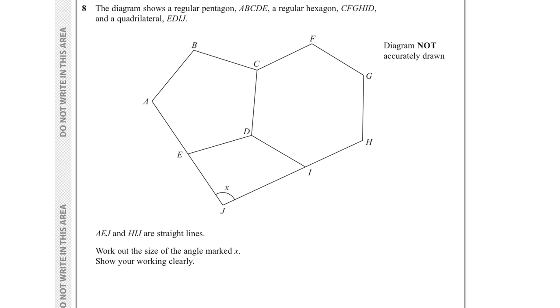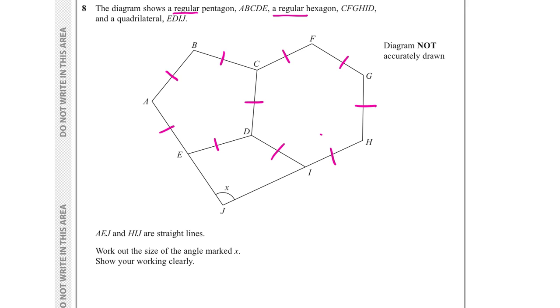So the diagram shows a regular pentagon, a regular hexagon, and a quadrilateral. What does regular mean? All the sides and angles are equal. So for the pentagon, all of these sides are the same length. This is actually the same for the regular hexagon. These are all the same length. So I'm putting this on here to show that they're all the same length.